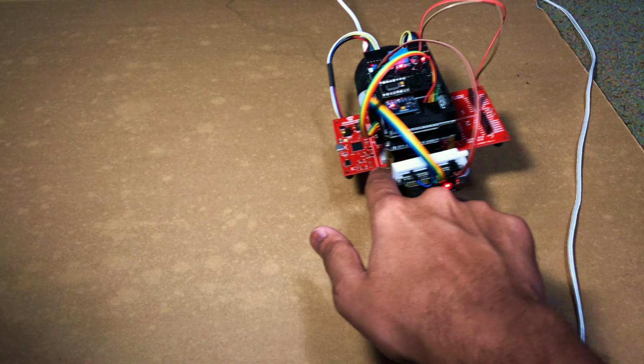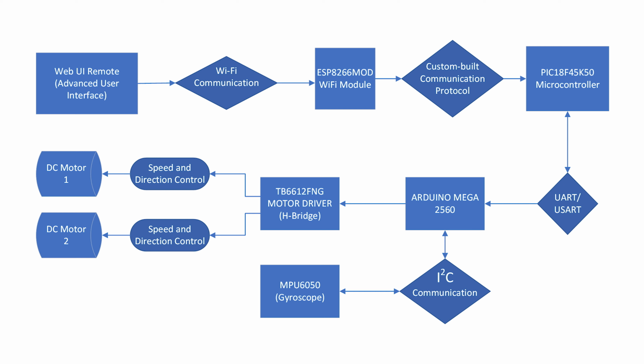After looking at the working of the self-balanced car, here we have a flowchart for the whole system, showing all the modules and protocols. Initially, the web UI is designed with the help of HTML backend, and it communicates commands to our ESP8266 module via Wi-Fi. Then, the ESP8266 module is connected to the PIC18F45K50 microcontroller through our custom-built communication protocol, which will be explained later in the video.